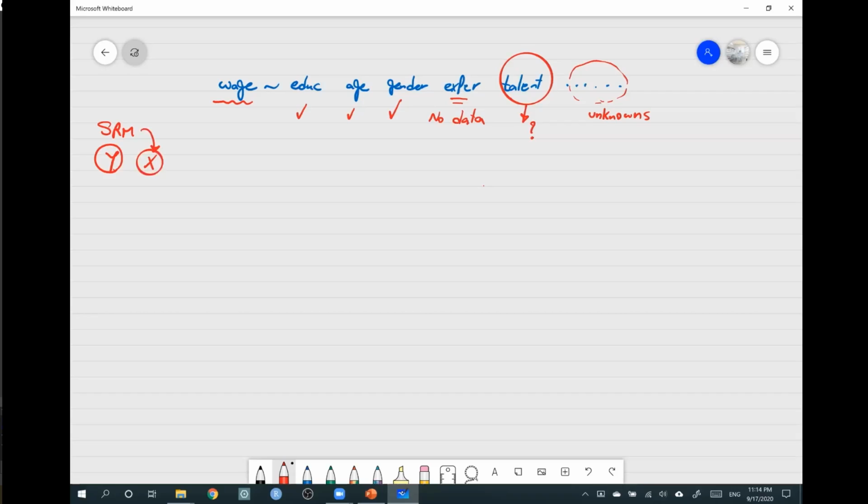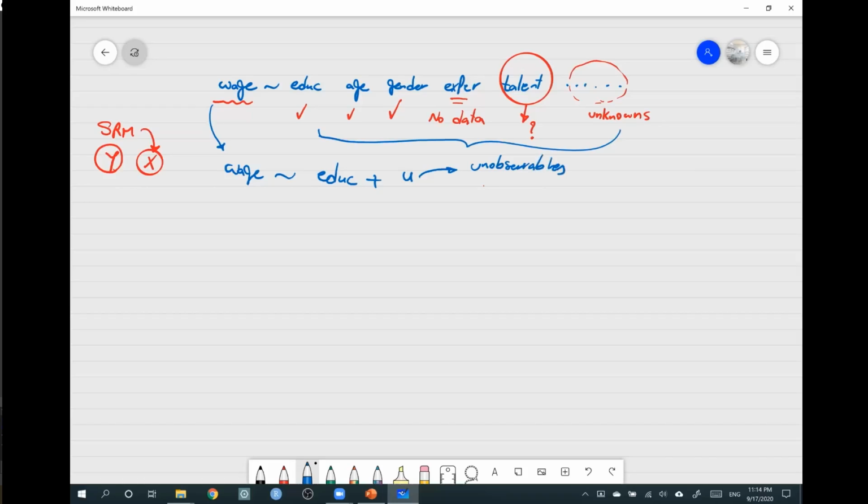So let's say in this example, I'm going to only stick to education. So I'm going to rewrite the model like this. Wage has something to do with education, and everything else, I'm going to squeeze and call it U, which stands for unobservables. Again, I call them unobservables. Right? So this is the simplest version of a regression model that we can imagine.